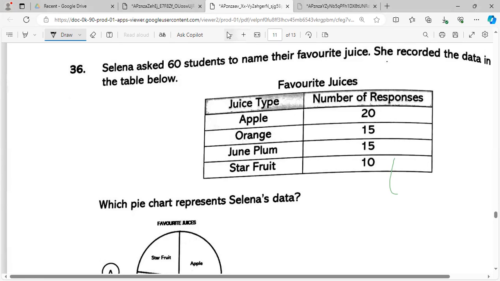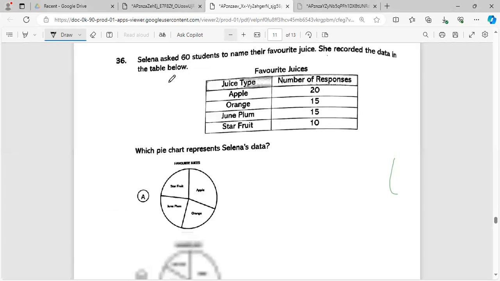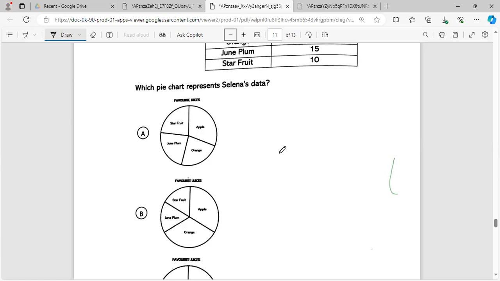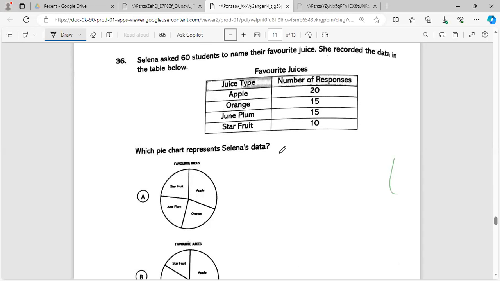So let's go. It says, Selena asked 60 students to name their favorite juice. She recorded the data in the table below. So apple is 20, orange 15, June plum 15, star fruit 10. Which pie chart represents Selena's data? Sir, can you scroll down? All right.